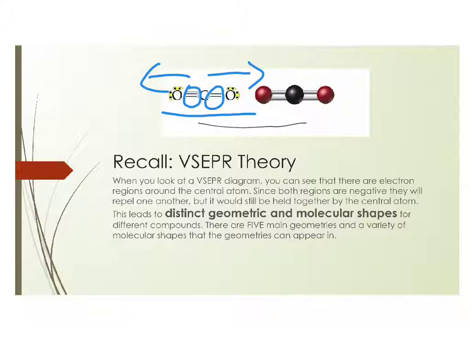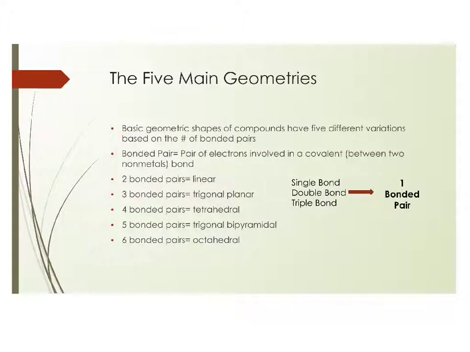From this information, we can conclude that there are 5 main geometries and also a variety of molecular shapes that these geometries can appear in. So let's take a look at the 5 main geometries. The basic geometric shapes of compounds have 5 different variations based on the number of bonded pairs. A bonded pair is a pair of electrons involved in a covalent bond. If you look over here, the names of the 5 main geometries are given.